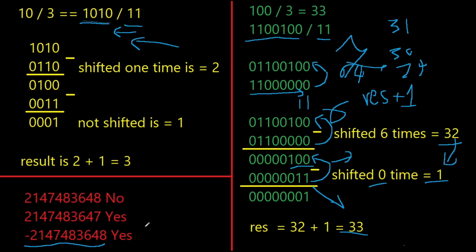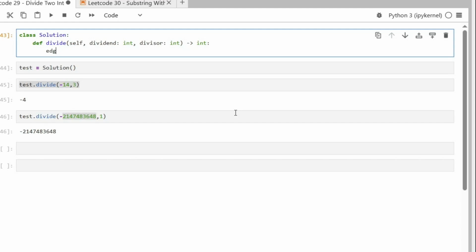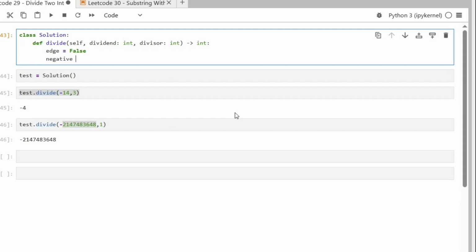So I will pretend Python cannot accept this number as positive, and I will treat it this way, and I will write my solution in this way. So let's go to the Jupyter Lab and write our solution. So first I will say, do we have an edge case? I will start with false. We don't have an edge case. I will find whether the solution will be positive or negative.